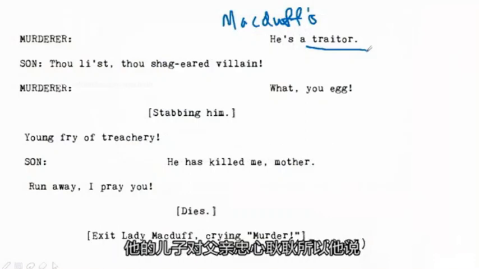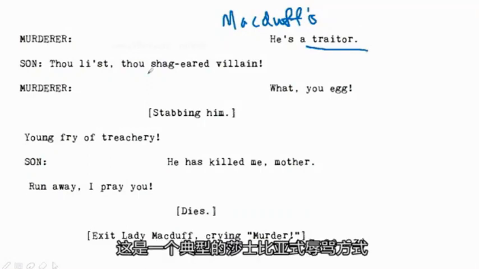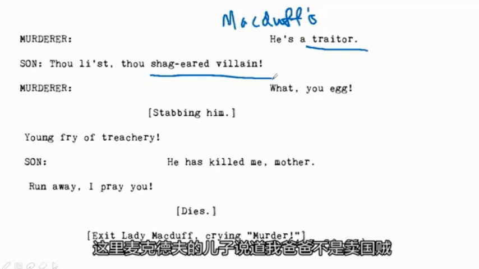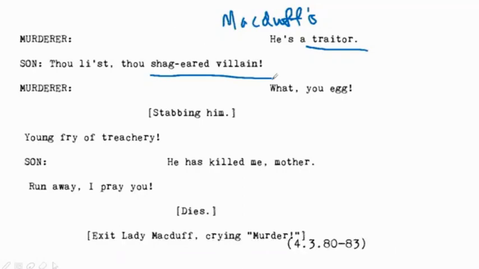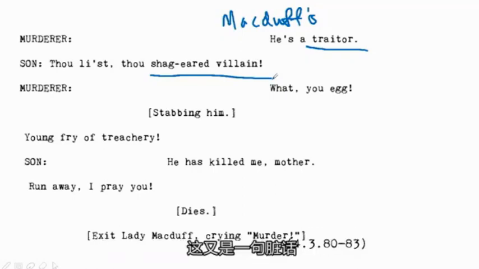So the son says, thou liest. You're a liar. Thou shag-eared villain. This is just a Shakespearean insult. So what the son of Macduff is basically saying is that my father is not a traitor. And the murderer says, what, you egg? This is another insult.